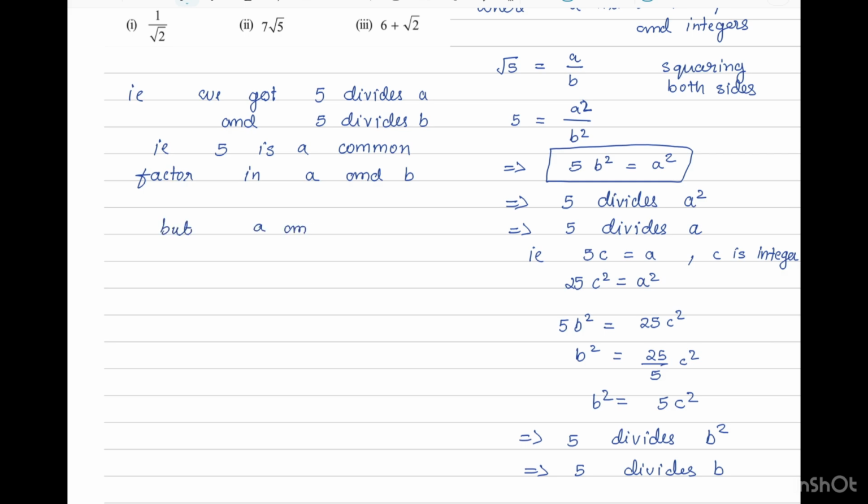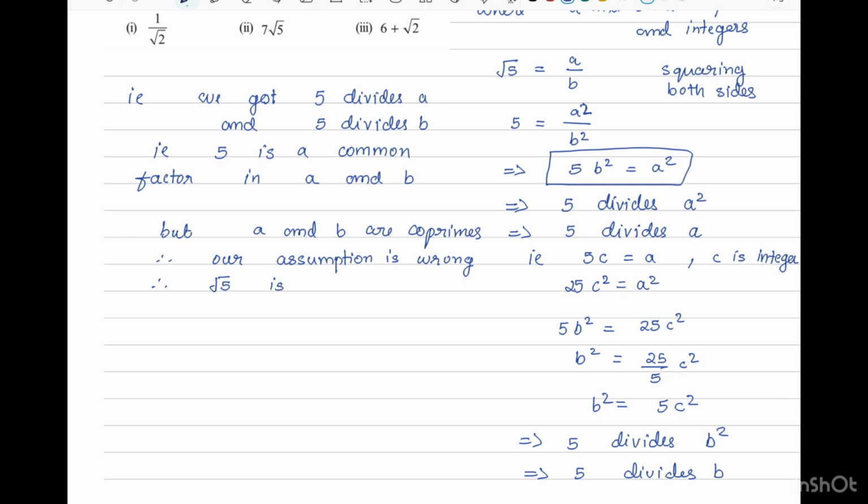That is, 5 is a common factor in a and b, but we have assumed that a and b are coprime. So it is a contradiction to our assumption that root 5 is rational. So we got the answer, root 5 is irrational.